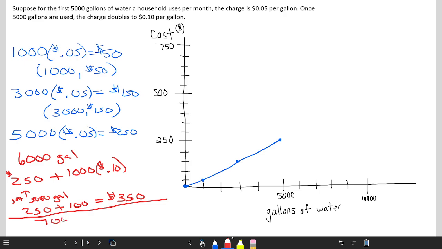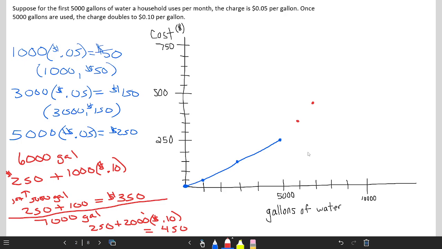Similarly, if we used 7,000 gallons, still getting charged $250 for the first 5,000 gallons. Now, if we use a total of 7,000, we've gone an extra 2,000 gallons beyond the 5,000. So we're going to get charged 10 cents per gallon for the extra 2,000 gallons. So it's a total of $450. So we can plot these points now.